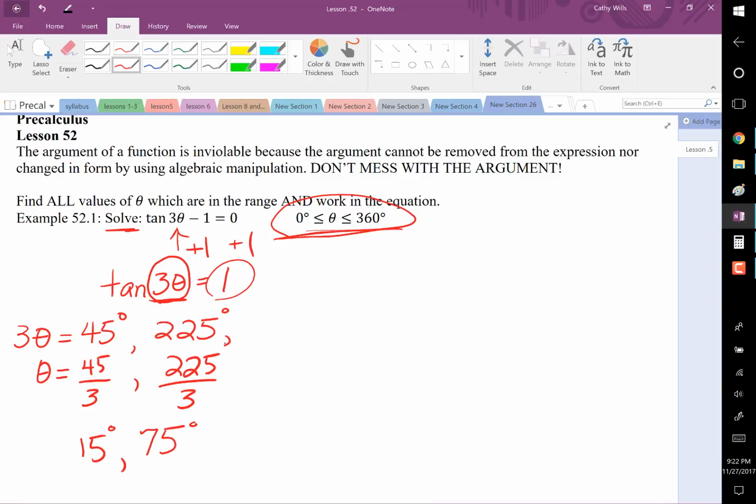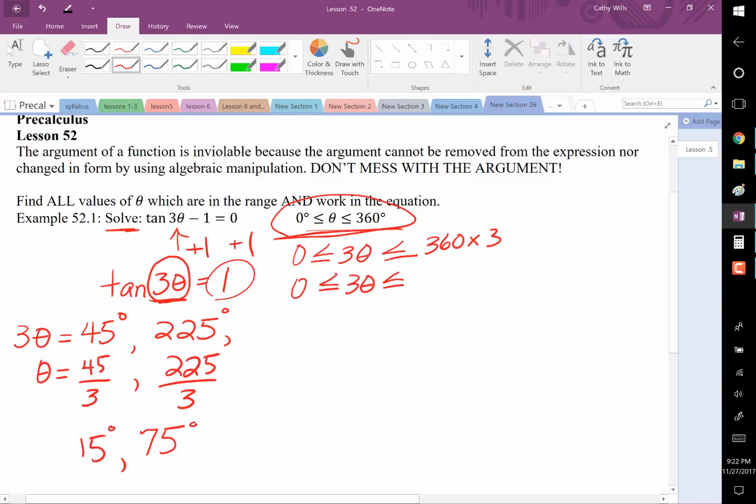So what you're going to do now is say, okay, what else will work for 3 theta? If theta is between 0 and 360, then 3 theta can be between 0 and 360 times 3. That is, 3 theta can be between 0 and 1080. So I can keep going with my 3 theta. I can spin around the circle again.